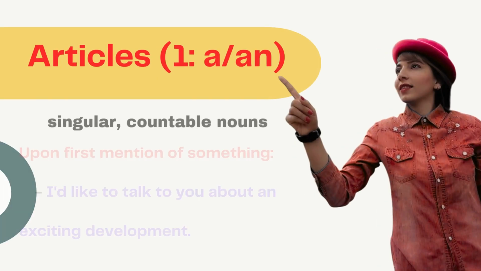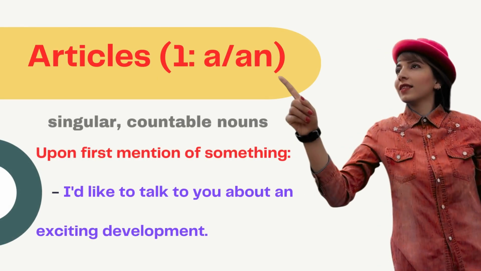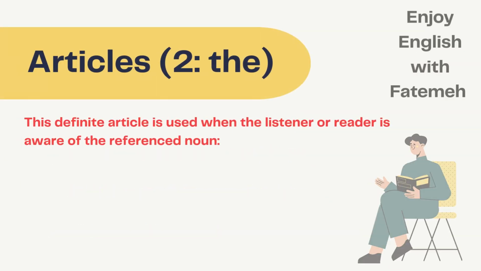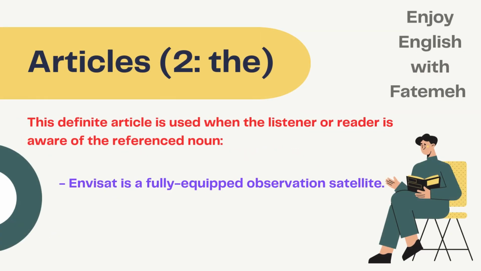How about articles? There are two kinds of articles that help us specify nouns. Number one, a or an, and the. About a or an, we can use them with singular, countable nouns when you mention something for the first time. For example, I'd like to talk to you about an exciting development. How about the? Use this when the listener or reader already knows what you are talking about. For example, about this sentence, Envisat is a fully equipped observation satellite.